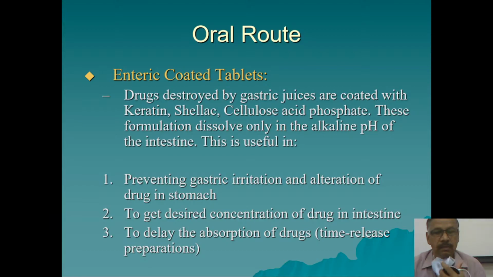There is one more particular type of preparation, as I told you last class, the enteric-coated tablet. The drugs destroyed by the gastric juices are to be coated with keratin, shellac or cellulose acetate phthalate, and these formulations dissolve only in the alkaline pH of the intestine. Means once you take these medicines, they will not dissolve in the GIT until they reach an alkaline pH, that is in the intestine. So they will not be destroyed by the gastric juices. This prevents gastric irritation and alteration of drug in the stomach, gets the desired concentration of drug in the intestine, and it can also be useful for delaying the absorption of the drug.